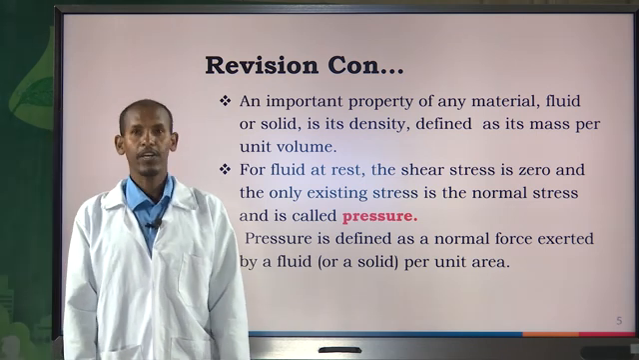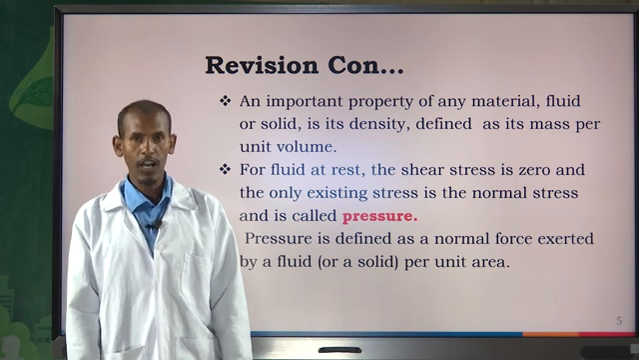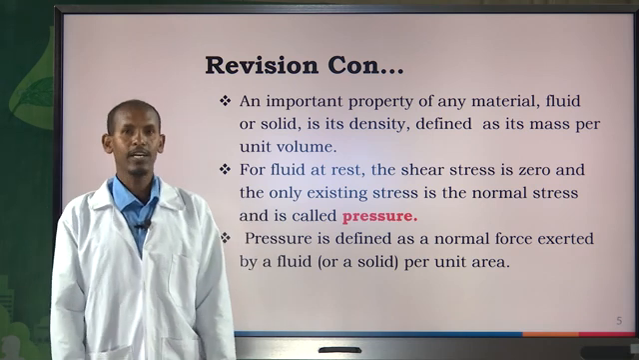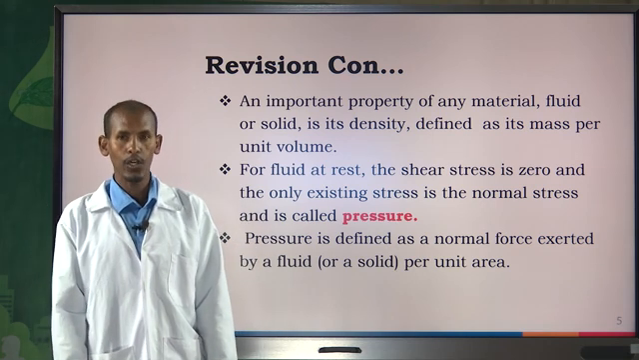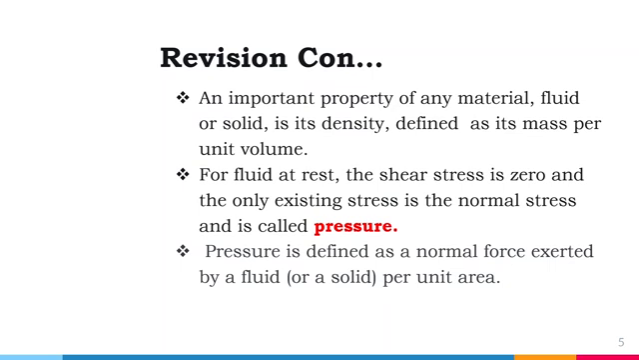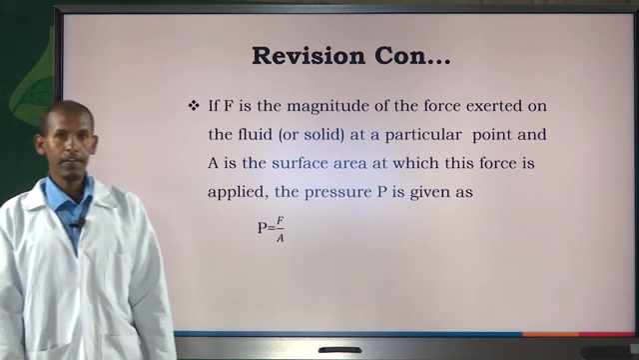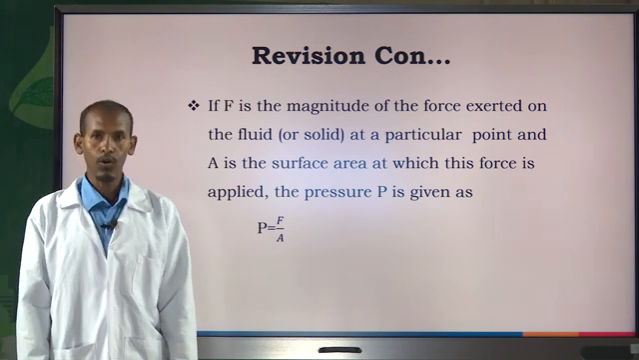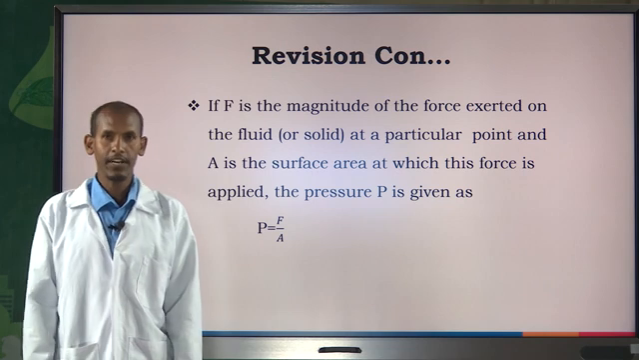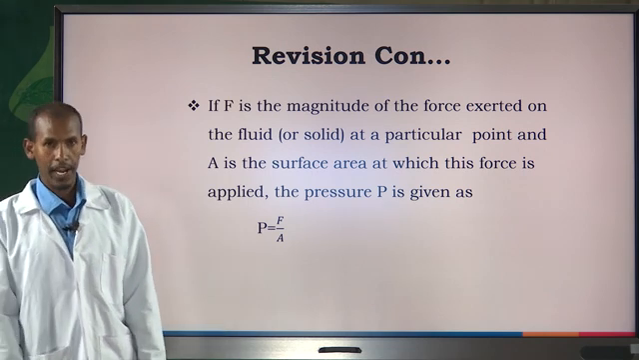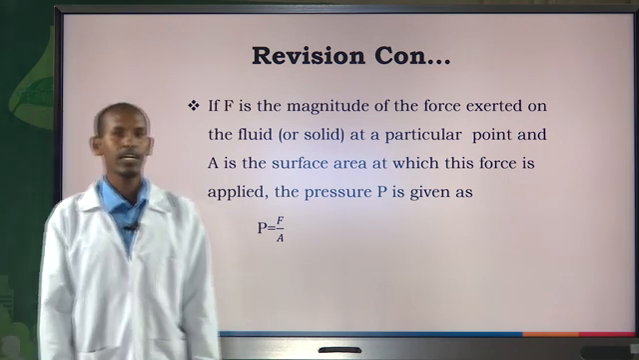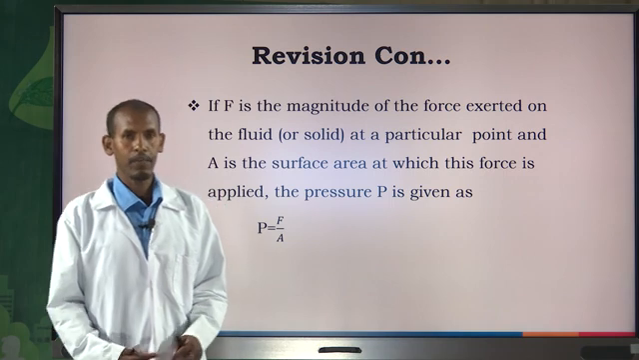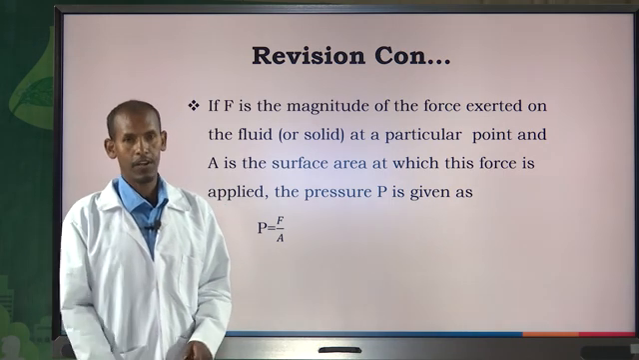For a fluid at rest, the shear stress is 0 and the only exerted force is the normal force, and it is called pressure. Pressure is defined as the normal force exerted by a fluid or a solid per unit area. If F is the magnitude of the force exerted on the fluid or a solid at a perpendicular point, and A is the surface area at which this force is applied, the pressure P is given as P equals F over A. This is the expression for calculating the pressure of a given force at a given area.